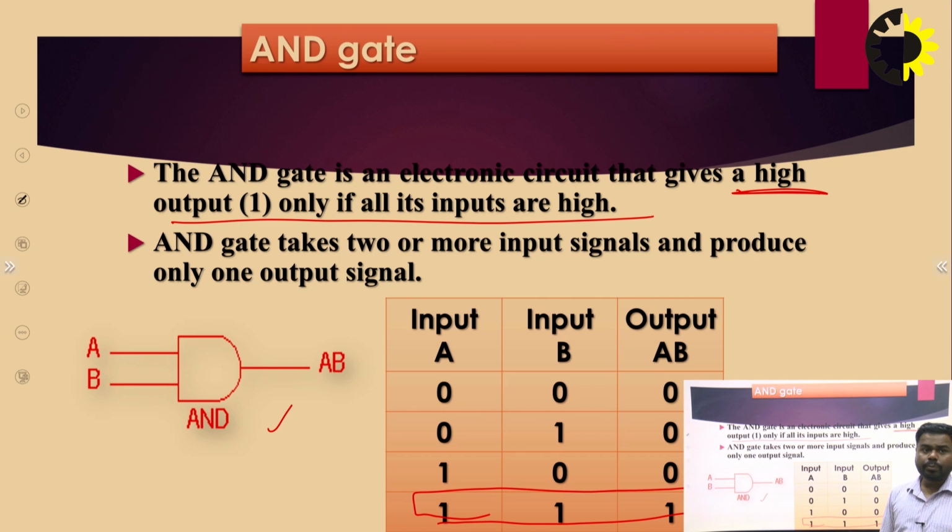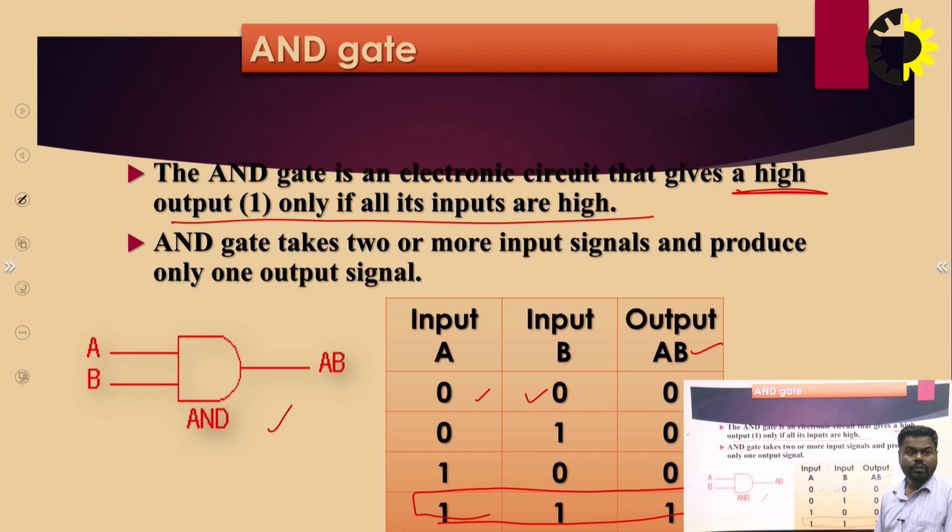The AND gate takes 2 or more input signals and produces only one output signal. We are taking 2 input signals and 1 output signal. This is the AND gate. As we have taken, the AND gate truth table is 0 0 0, 0 1 0, 1 0 0, 1 1 1.